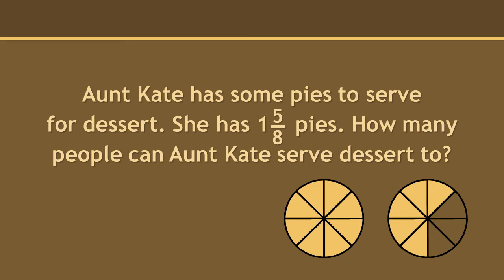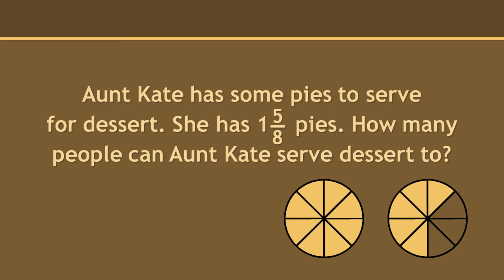Here's our same picture. This should look really familiar. And this illustrates 1 and 5/8. So we see that we have 2 pies here, and they both have been divided up into 8 slices. This is the total number of slices of pie that Aunt Kate has.